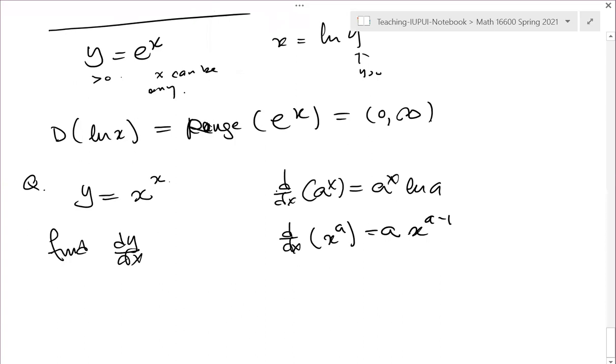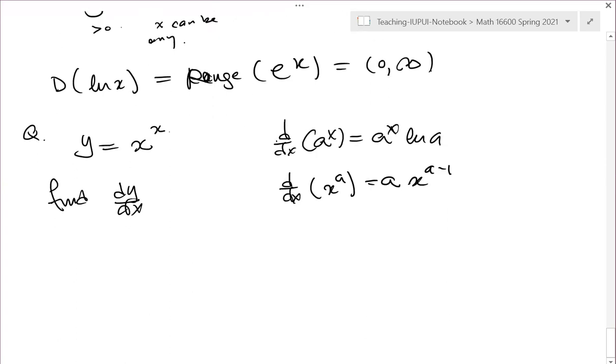Here the base and the power both change. Now, if you took calculus before, you may be familiar with this problem. I don't think you're still able to solve it, because otherwise you already passed this course, you don't need to retake it. All right, so try to find a way to find the derivative.